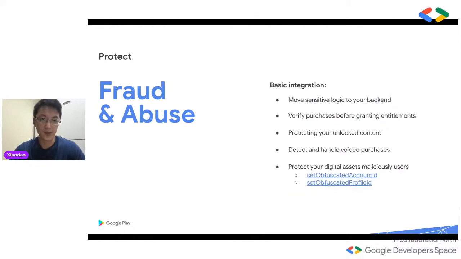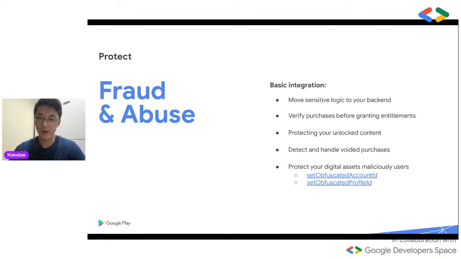And topics about fraud and abuse. To protect your user data and make your transactions more secure, we suggest all developers move sensitive logic to a backend server. And we suggest developers verify the purchase with their backend server before granting entitlement. For example, with Google Play Billing Library, you have picked up an on-device purchase. We suggest you send the purchase back to your backend server and validate with the Google Developer API, then grant entitlement.